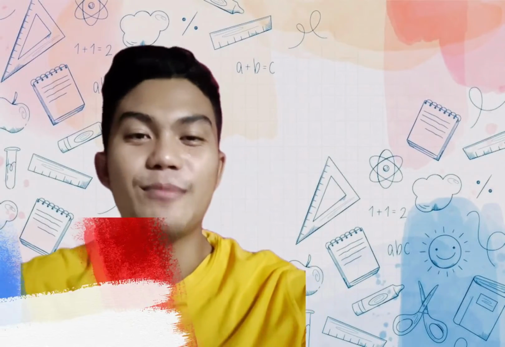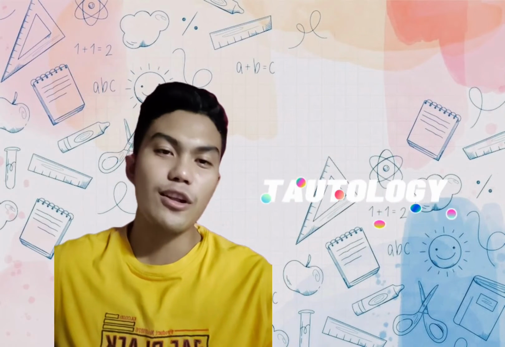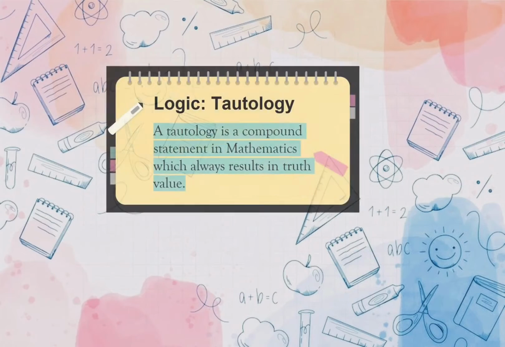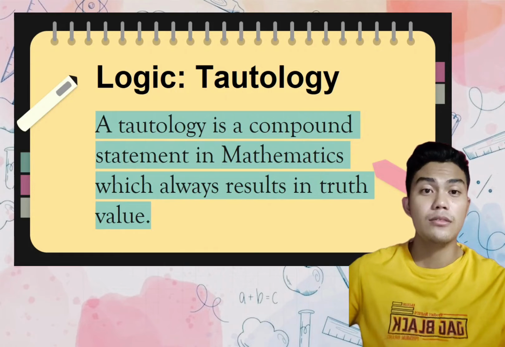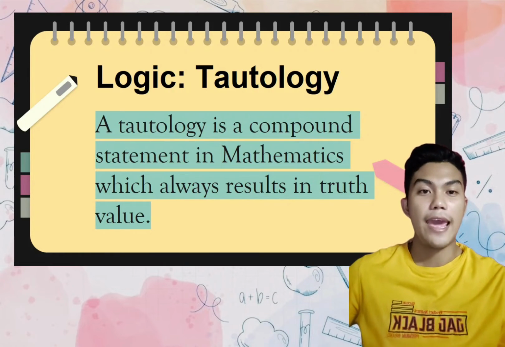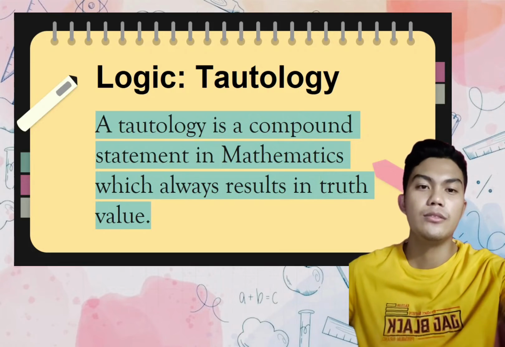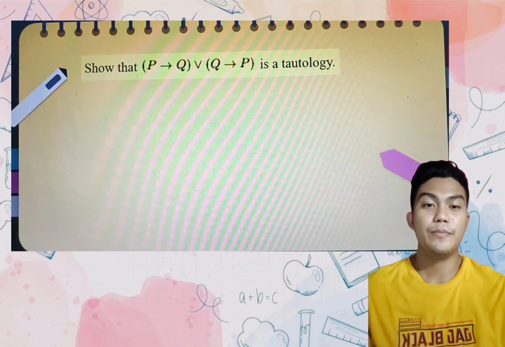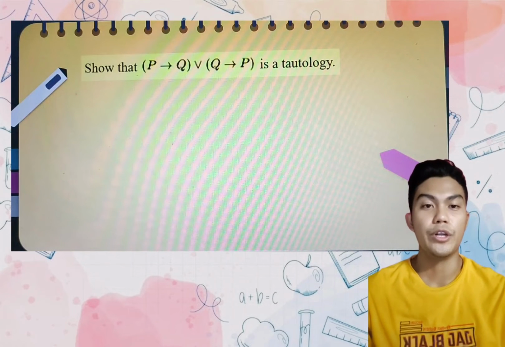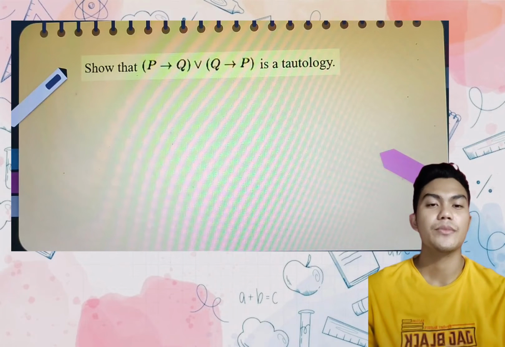Good day, I am Jonathan Raman and we are going to talk about logic, specifically tautology. A tautology is a compound statement in mathematics that always results in true. For example, show that P if then Q or Q if then P is a tautology.